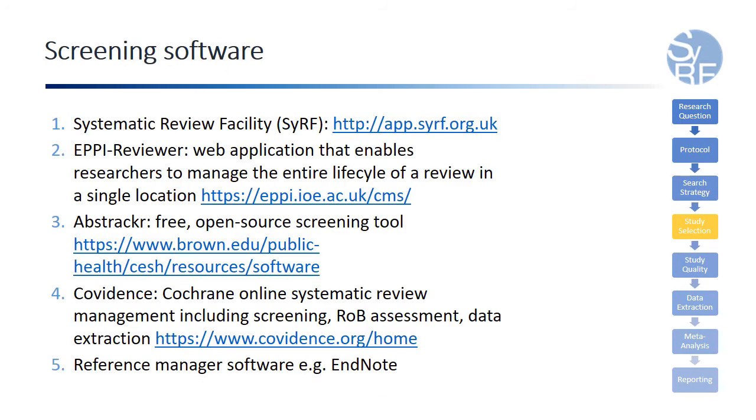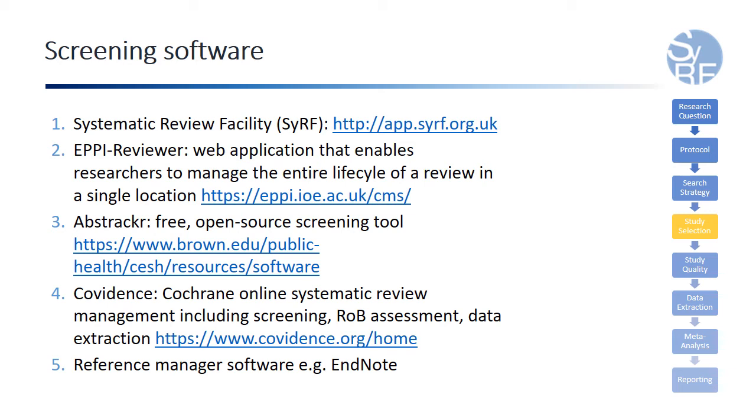There are different software options available for helping with the screening stage of your review. These can help you track the inclusion and exclusion decisions. For example, our group have developed SyRF software, which is specially designed for preclinical systematic reviews. There's also EPPI-Reviewer, which is a web application that enables researchers to manage the entire life cycle of a review in a single location. There's Abstrackr, which is a free open source screening tool.